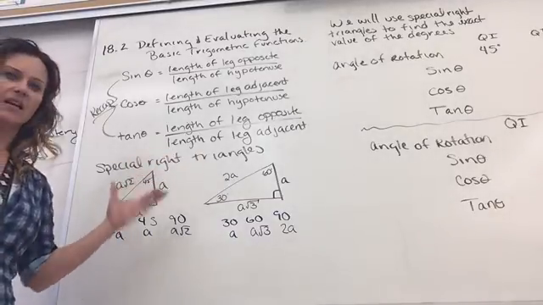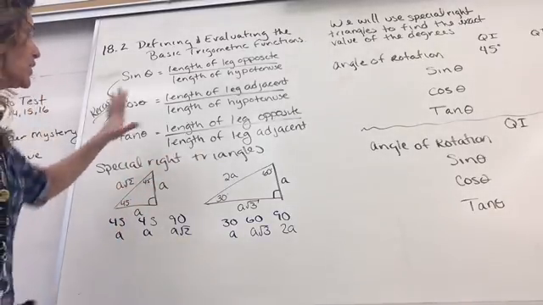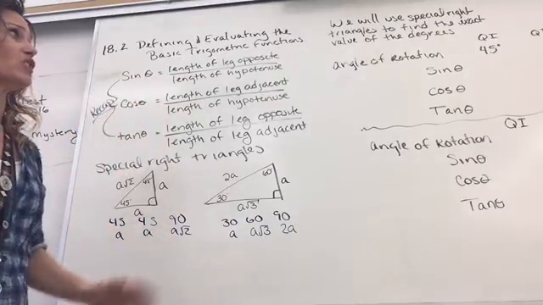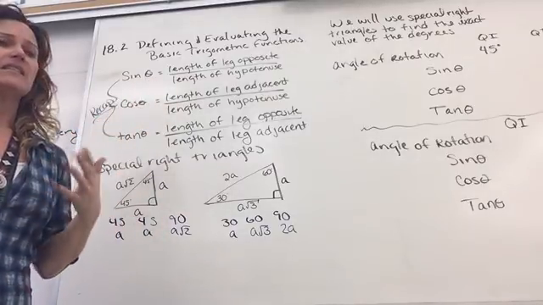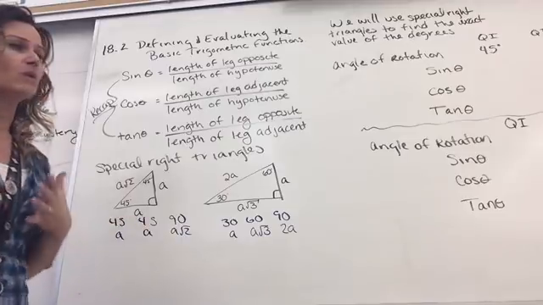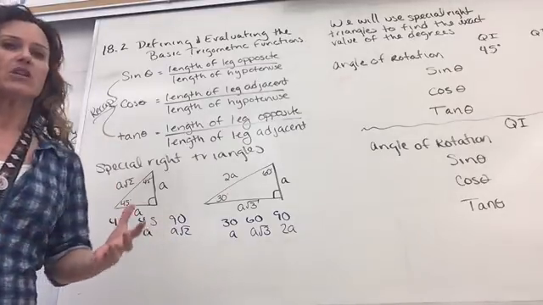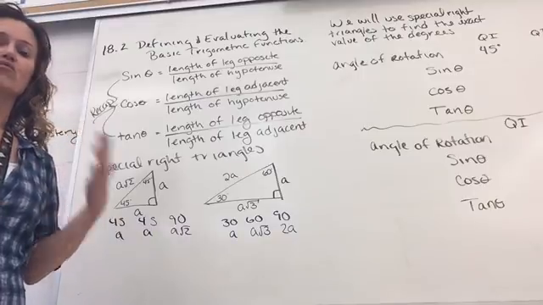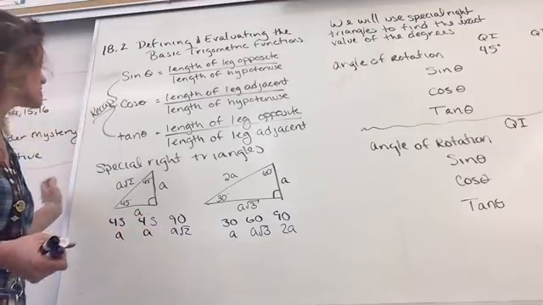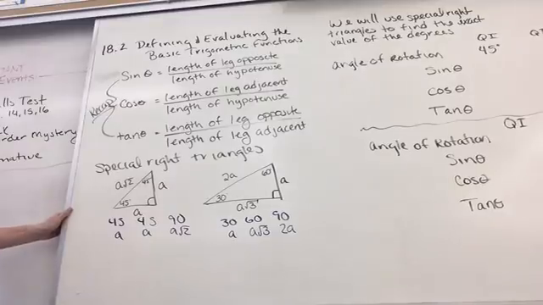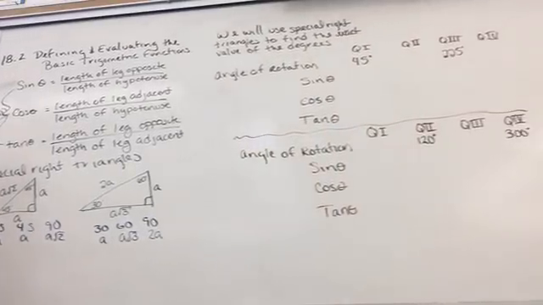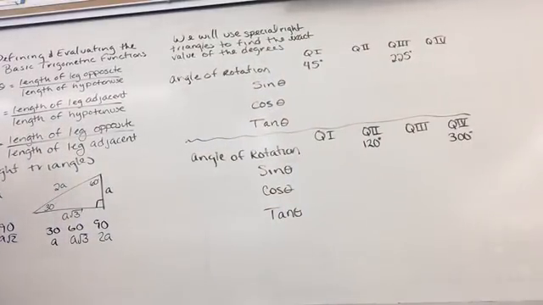Some people like looking at the triangle. We're going to use both of these things in conjunction to find the exact value of the degrees of different triangles. So we're going to be drawing some pictures. We're going to be drawing in those triangles, and we're going to be using the special right triangles with the angle measures to find the exact values. And it's going to require us to remember sine, cosine, and tangent.